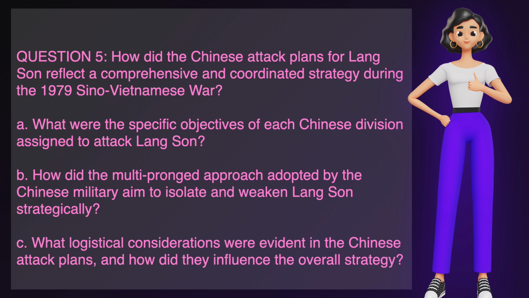Next question: how did the multi-pronged approach adopted by the Chinese military aim to isolate and weaken Lang Son strategically? And next question: what logistical considerations were evident in the Chinese attack plan, and how did they influence the overall strategy?